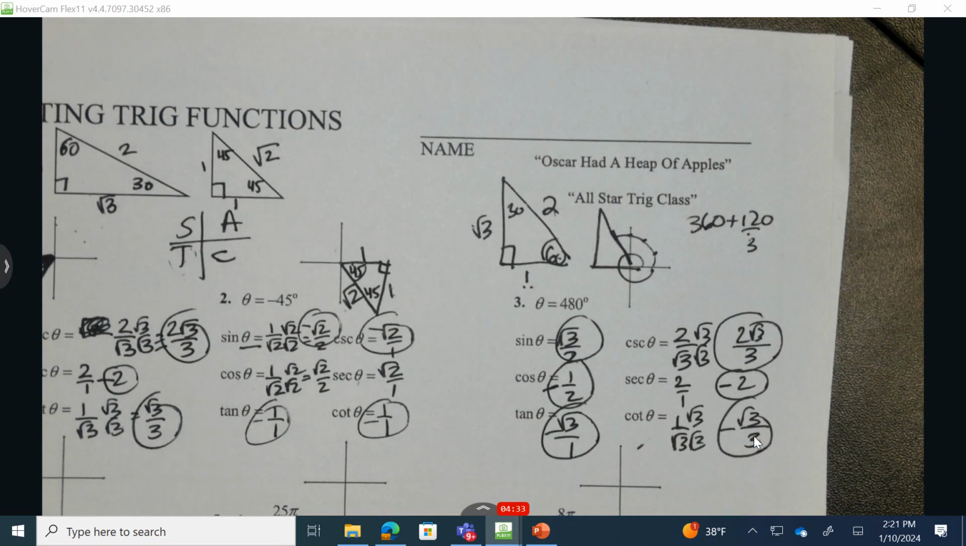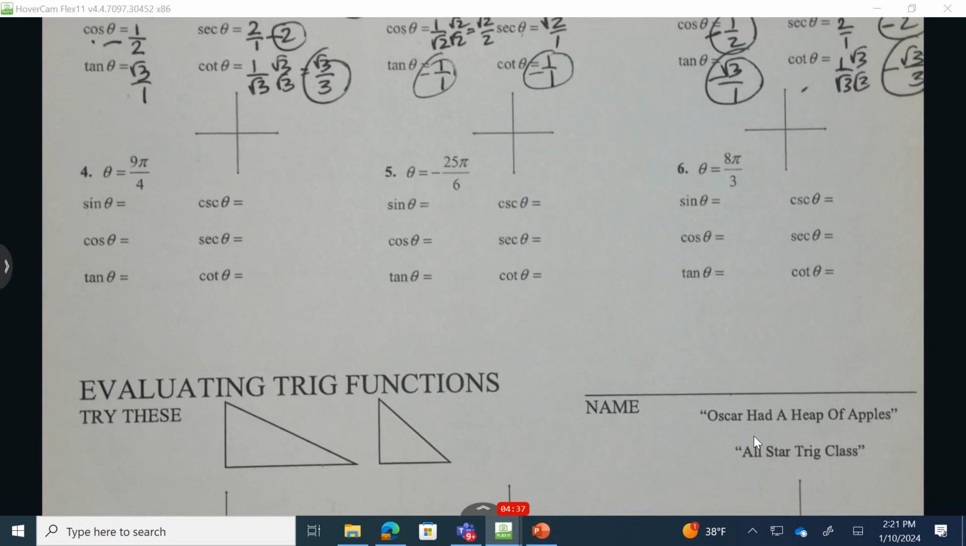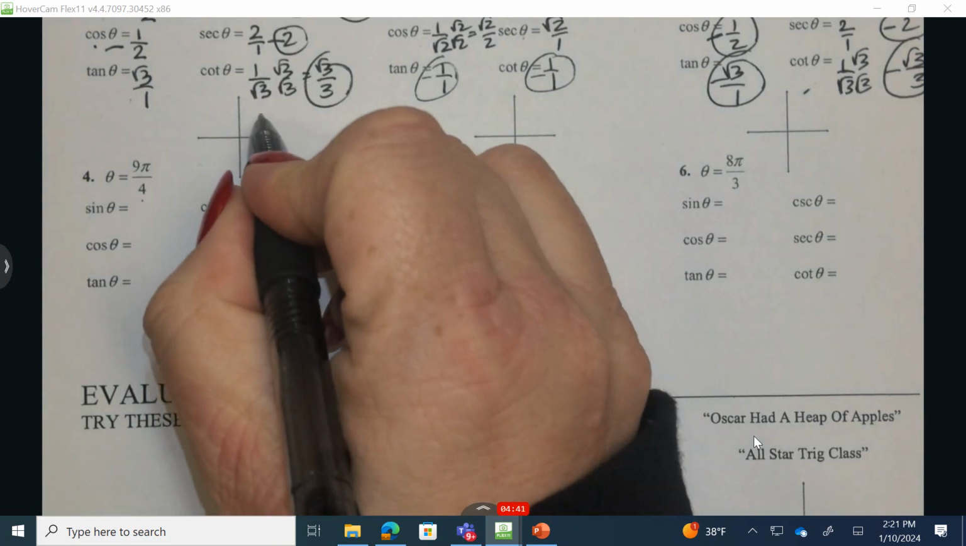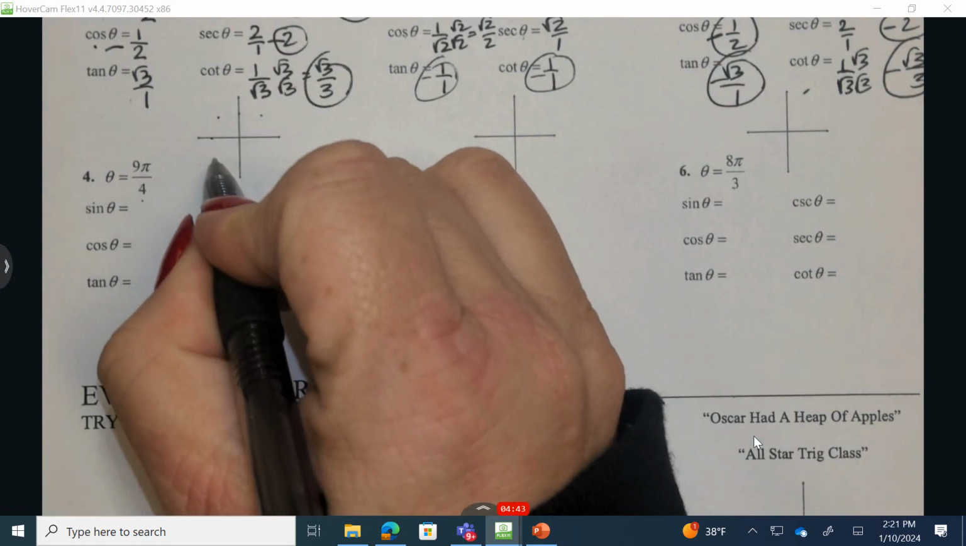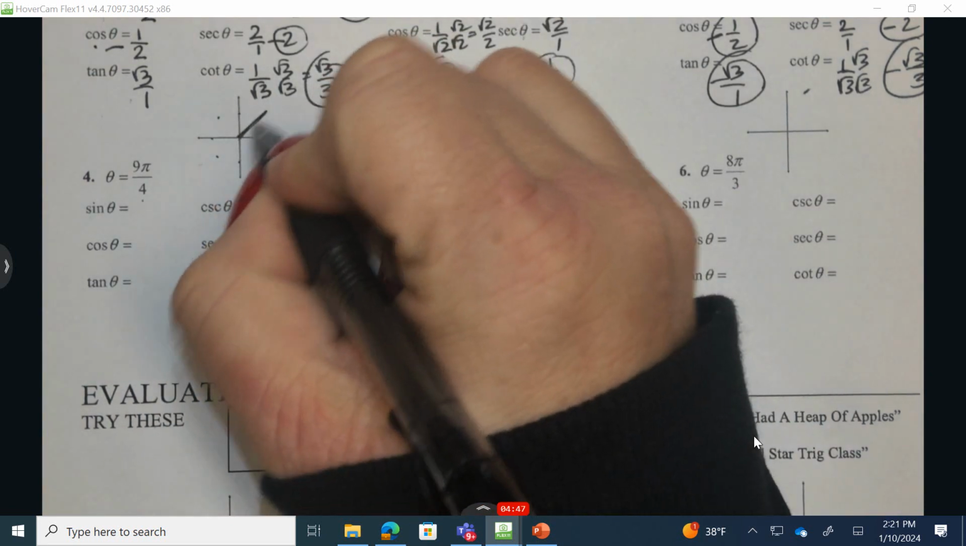Let's take a look at 4, 5, and 6 that are not in degrees. Now we're back into radian measurements. So it's nice when the denominator is a 4. 1, 2, 3, 4, 5, 6, 7, 8. One revolution and back up to 9.